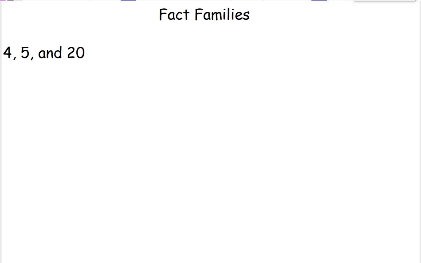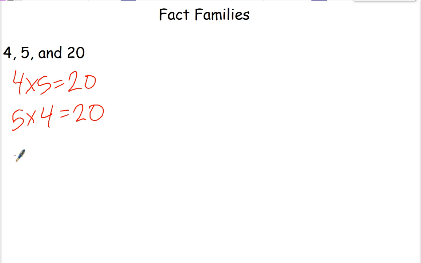So we're going to work on some fact families. For any 3 sets of numbers, I can make 2 multiplication facts and 2 division facts. So here I have the numbers 4, 5, and 20. Well, 4 times 5 equals 20, and 5 times 4 equals 20. The division facts are, I'm going to take the bigger number, so 20 divided by 5 equals 4, or 20 divided by 4 equals 5.